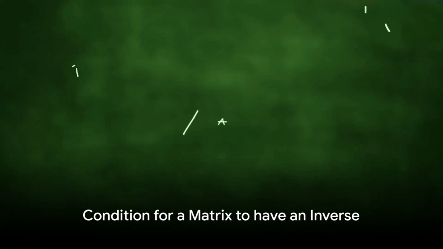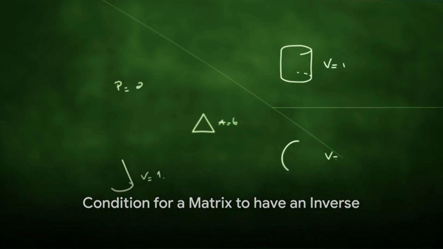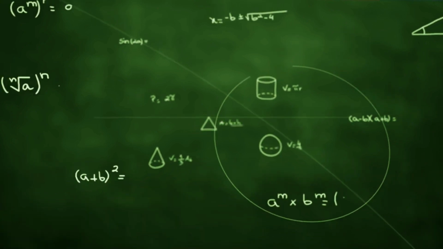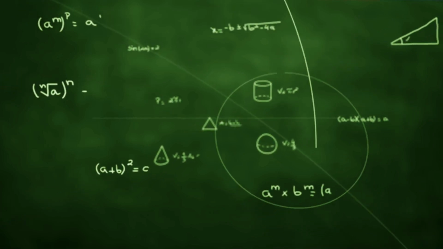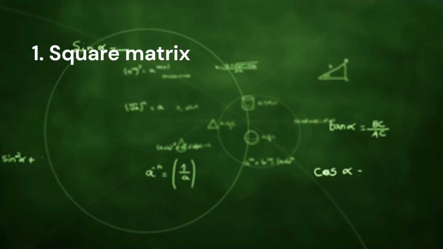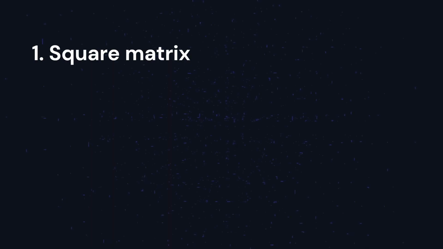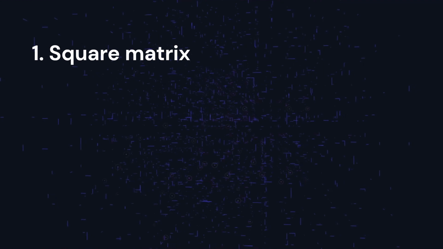Not all matrices have inverses. So, what's the condition for a matrix to have an inverse? Well, let's delve into this. For a matrix to have an inverse, 2 conditions must be met. First, the matrix must be a square matrix. That means it should have the same number of rows as columns.